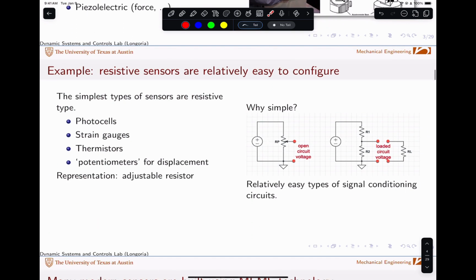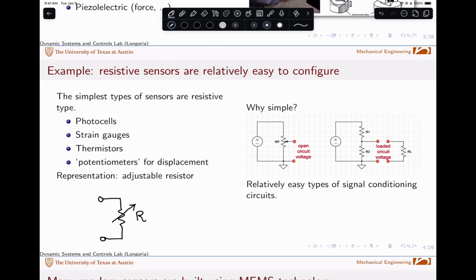Resistive sensors are relatively easy to configure, and so they're nice and easy to use, and we'll be using some of them in this course. And there's things like photocells. All of these, when we want to represent them in a circuit, the nice thing is we can always represent them as the typical resistive type element. So the idea is that there's some resistance here, some R, but it's changing. So sometimes you've seen it probably designated this way. So some quantity here is changing the resistance.